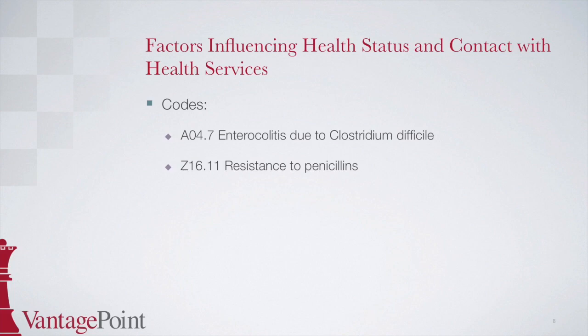The next code is Z16.11, resistance to penicillins. To locate this code, go to resistance, resistant to in the alphabetic index, then find organism, then to, then drug, and then amoxicillin, which points to Z16.11, which you would then confirm in the tabular. There is the note in the tabular which states code first the infection, so we know that A04.7 must come first.